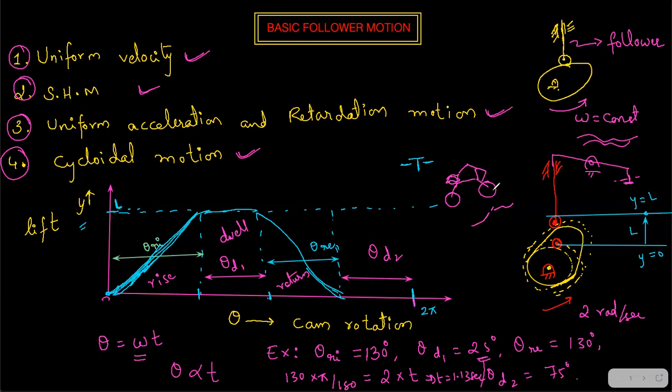So based on these motions only, these 4 types of motions, even in valves, do you want a sudden jerk in the valve, opening suddenly, or do you want a slow opening of the valve? So it entirely depends on these motions. Now we can discuss step by step what the different motions are in the next slide.